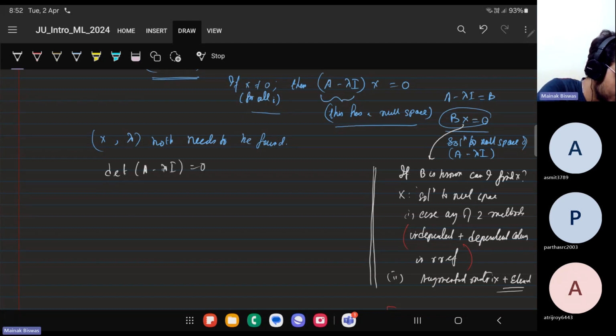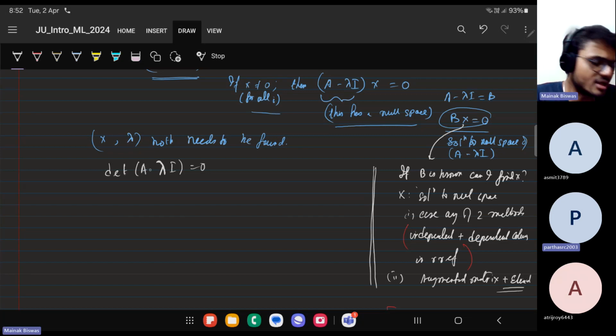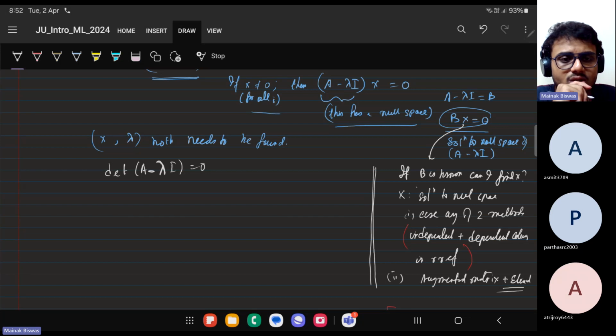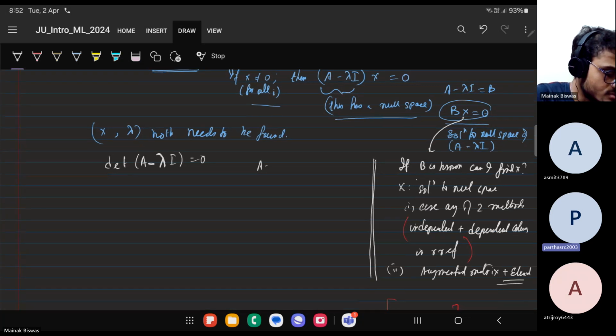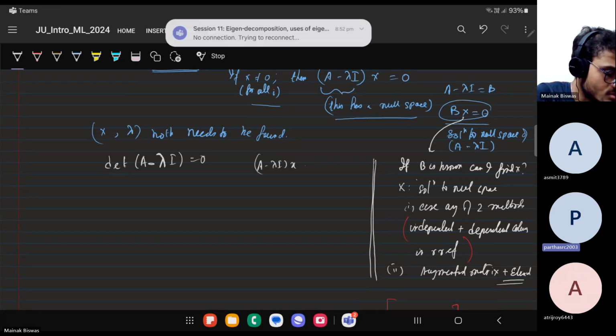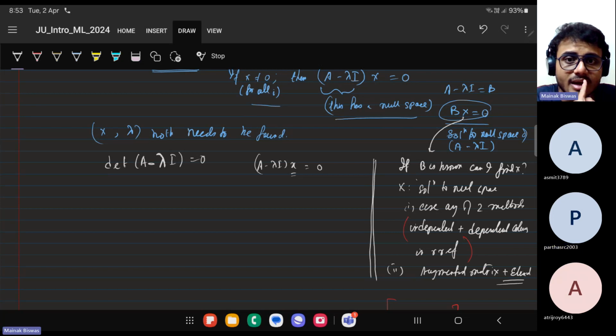Why is it 0? Because the determinant of A minus lambda I into x is equal to 0. The determinant of a vector does not exist; the determinant of vectors doesn't make sense. No, I was saying that A minus lambda I times x equals 0, so x cannot be null. We already said that. So A minus lambda I must be singular, so the determinant of A minus lambda I must be 0.